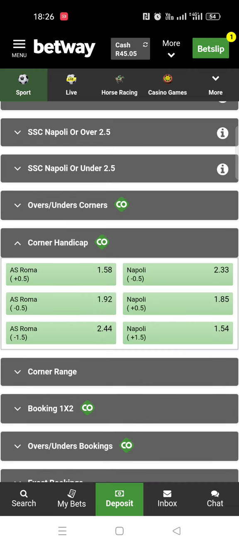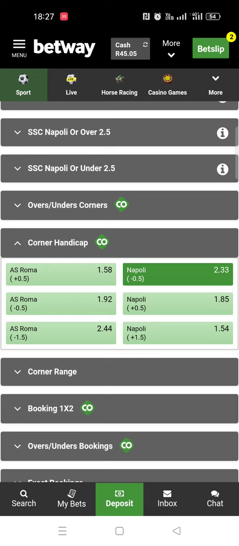Let me just see. Look at this. Oh, look at that. Where is Napoli? Look at that. Napoli has the upper hand against Roma. As a result, I think they must have a high number of corners compared to Roma. That's just my assumption, I don't know. I didn't check their stats yet, but that's my assumption.